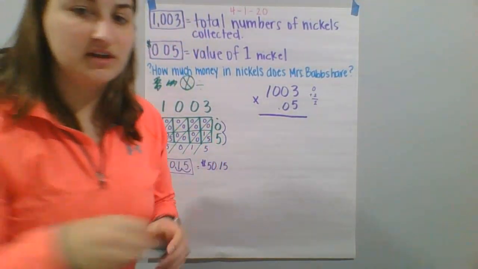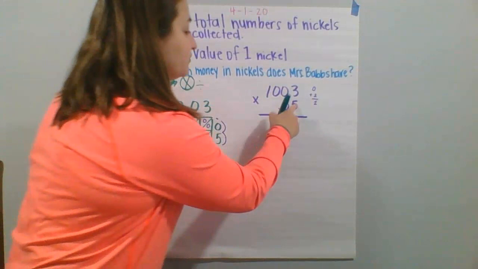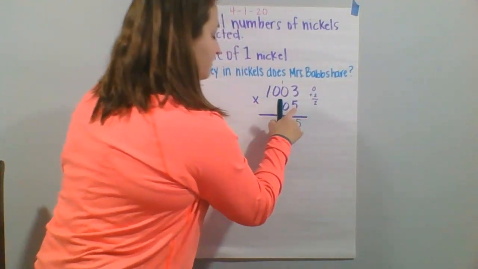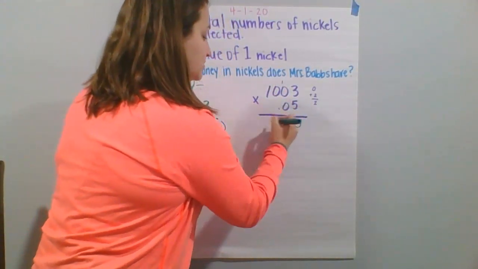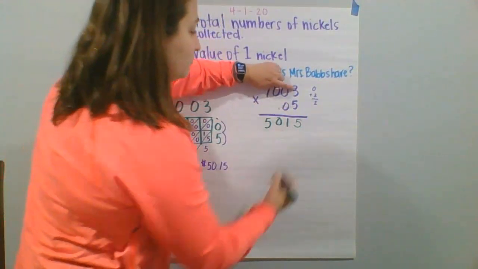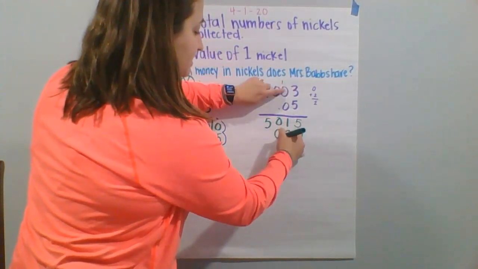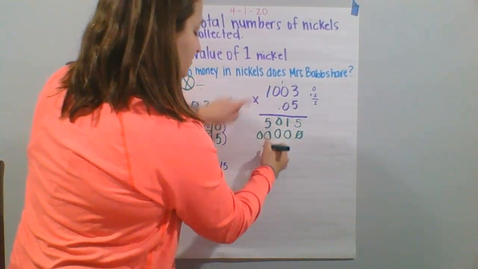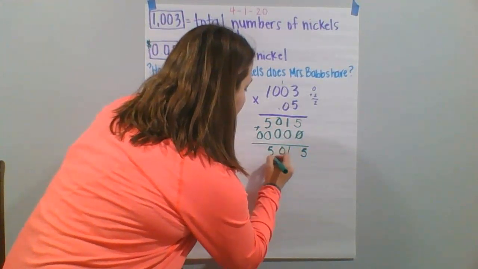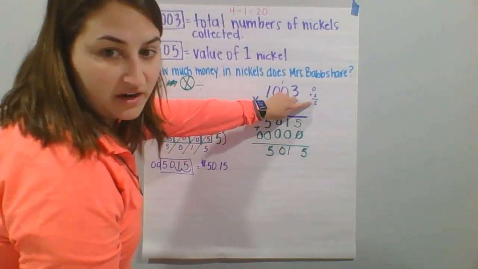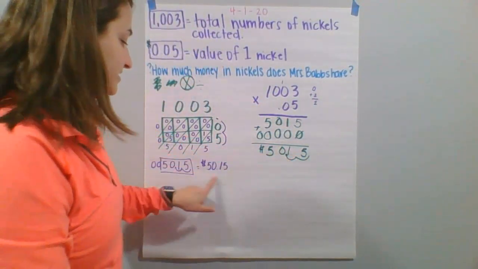All right, so first thing I want to do is I'm going to take my 5 and multiply it by each of my numbers. So 5 times 3 is 15. 5 times 0 is 0, plus 1 is 1. 5 times 0 is 0. 5 times 1 is 5. And then this bottom row, remember, we put our placeholder here, and then we're going to be multiplying each of these numbers times 0 and adding those together. 5, 1, 0, 5. And then we want to move our decimal 2 times. 1, 2, which gives me an answer of $50.15.